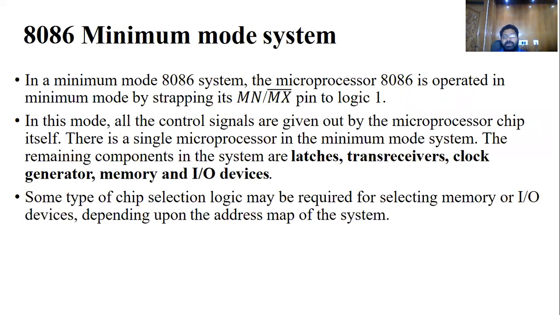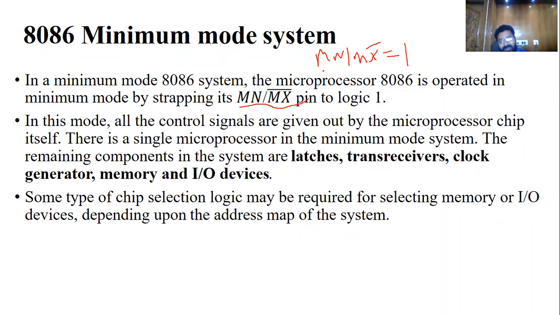Now see this minimum mode. You know how this microprocessor is converted from one mode to another mode. See this: MN/MX bar is equal to 1. You know that MN is minimum, MX is maximum. Whenever any pin represents a bar, it works as active low: 0 is on, 1 is off. But whenever you want to operate the microprocessor in minimum mode, MN is equal to 1 because it is not the bar. So when it is equal to 1, it works as minimum mode, and when it is equal to 0, it works as maximum mode.